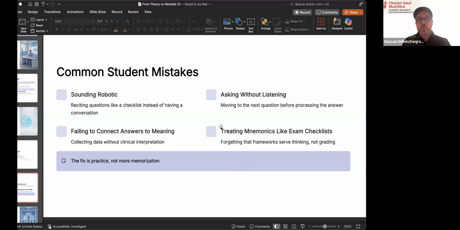And then the last one is treating mnemonics like exam checklists. Mnemonics are memory aids. OPQRST is a mnemonic. So don't treat mnemonics like exam checklists. Let's repeat this again.